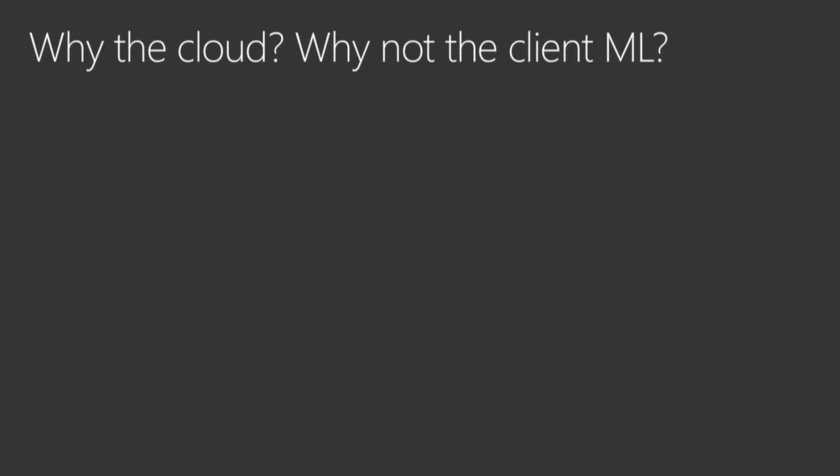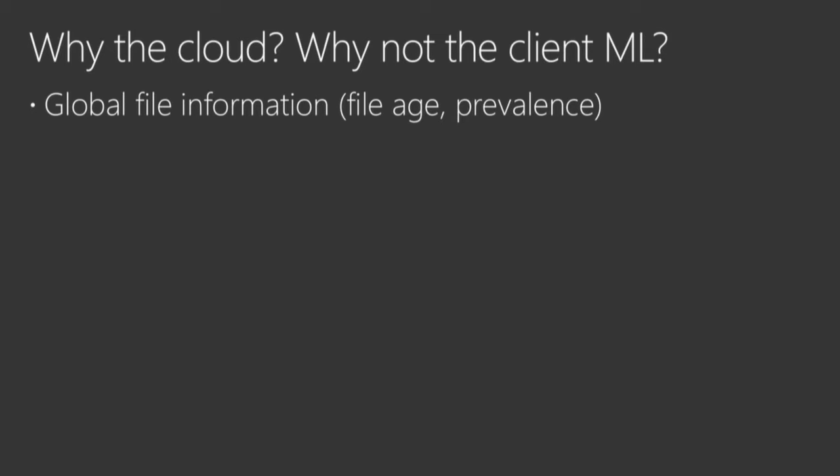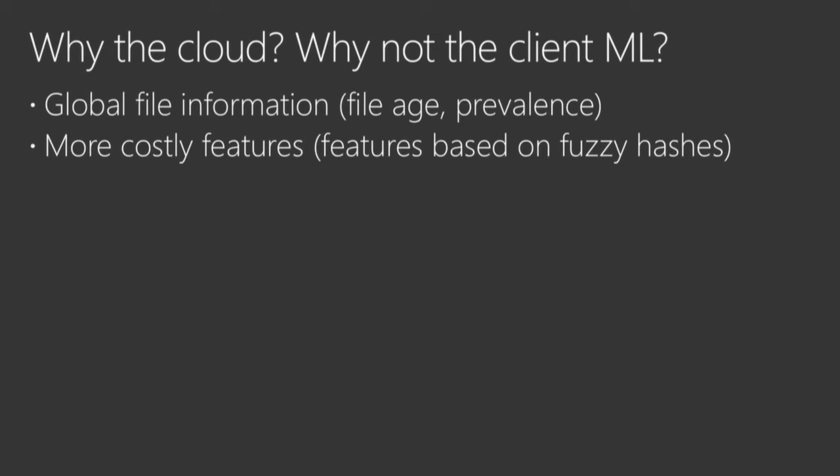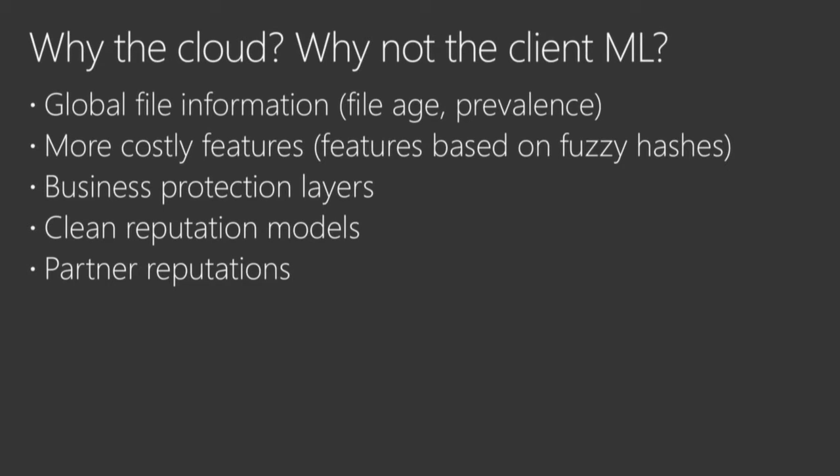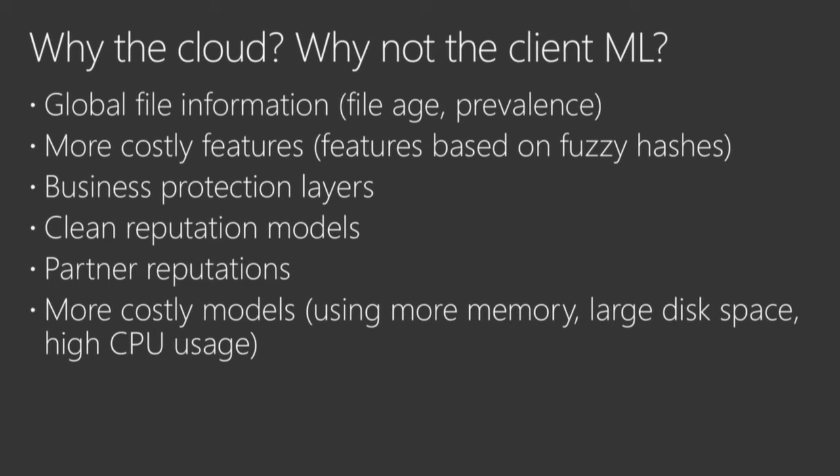There are actually several reasons behind that. First of all, we have access to global file history and information like the number of machines, the first seen date, the last seen date, and the geographical locations of the file, which is helpful as features also. We can extract more computationally expensive features, like features based on fuzzy hash. We have more protection layers, reputation models, and partner reputation. We can also deploy models that are expensive, requiring more disk space or memory.